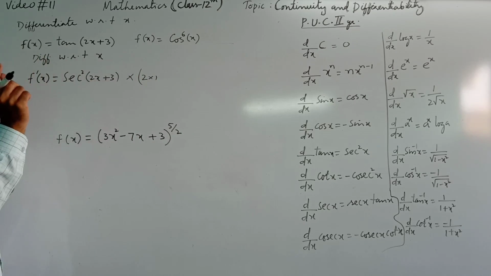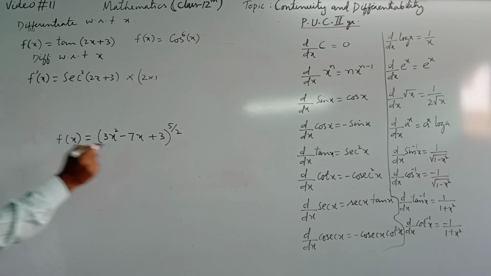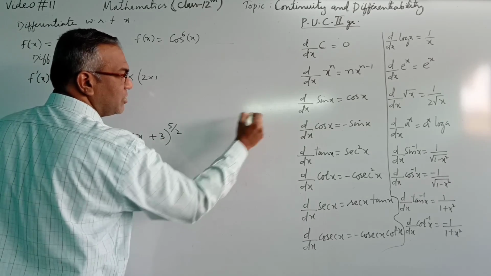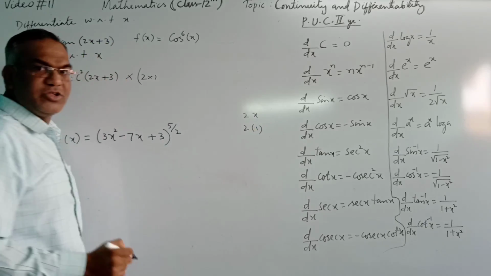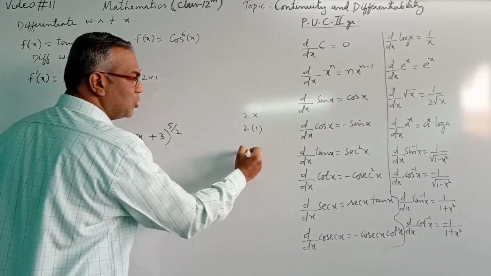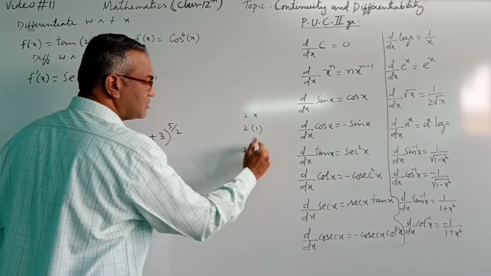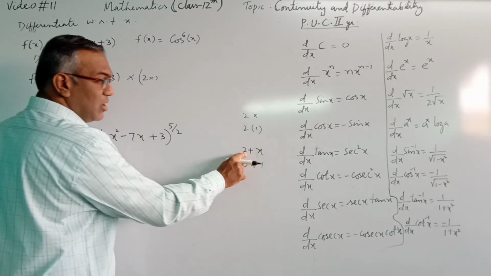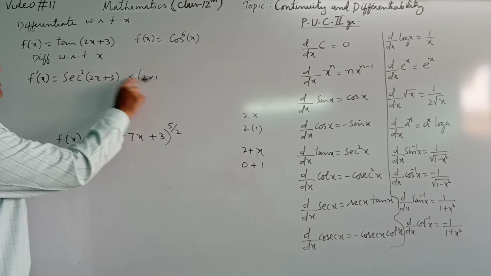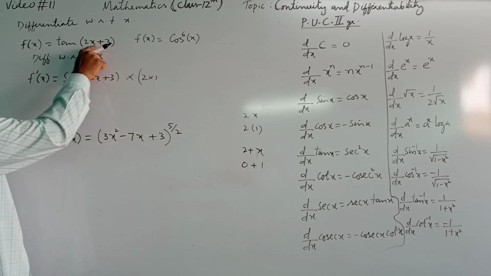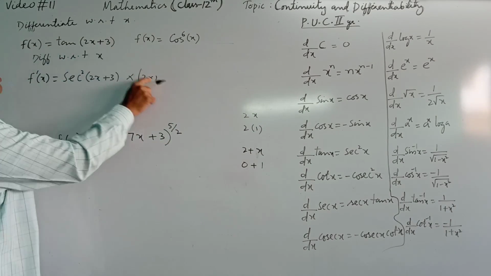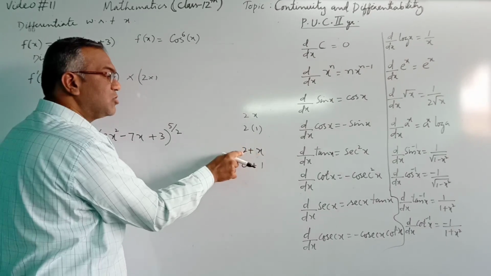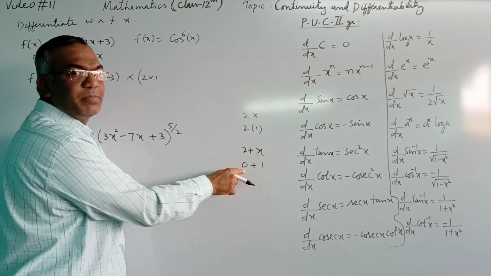So 2 as it is, differentiation of x is 1. In the previous video I have discussed this, if you remember: a constant and a function, keep the constant as it is, just differentiate the function. But if it is 2 plus x, for example, then 2 will be 0, x will be 1. When a constant is in product with the function, keep it as it is and just differentiate the function.